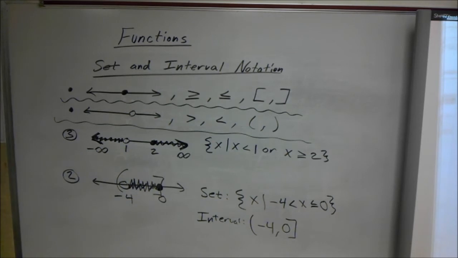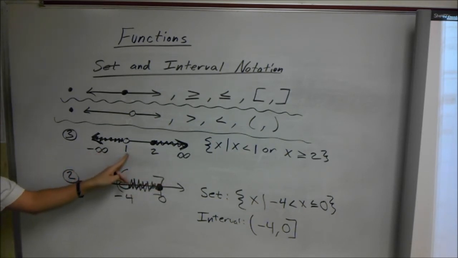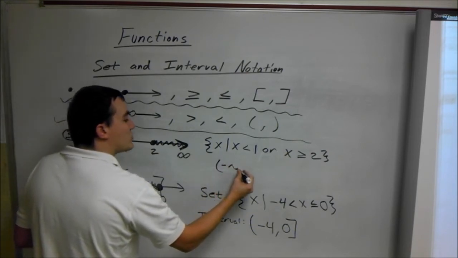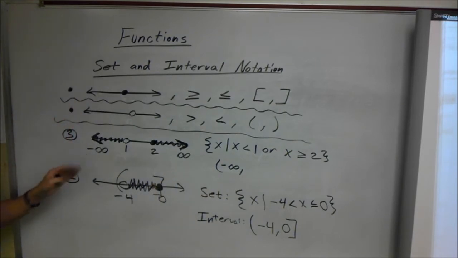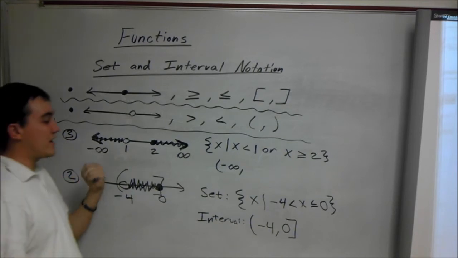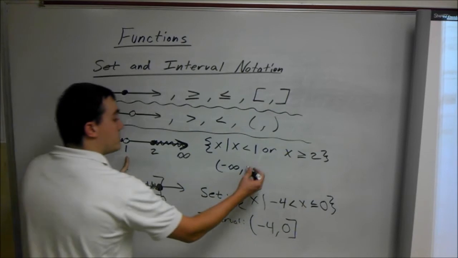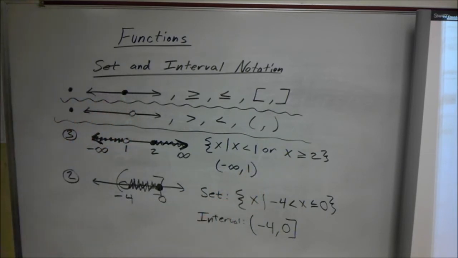For interval notation, pretty much left to right what you see here. Negative infinity to 1. But since infinity is not closed anywhere, we use a parenthesis for it. We never use a bracket for infinity because it's not really closed. We can't say it's a specific number. That goes to 1. Since it's an open circle, we use another parenthesis.